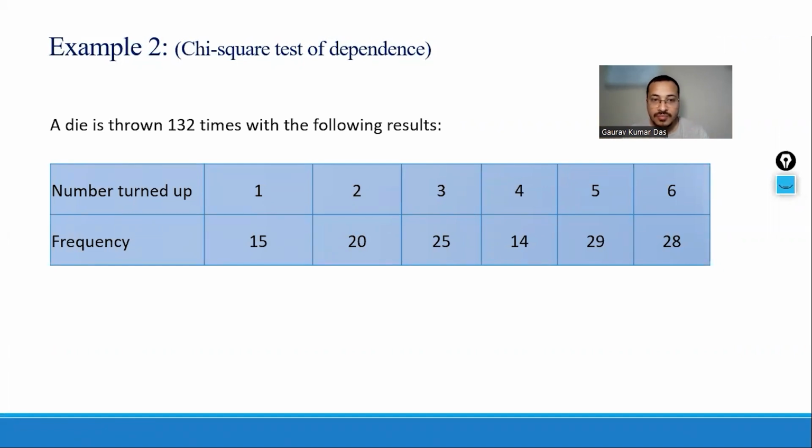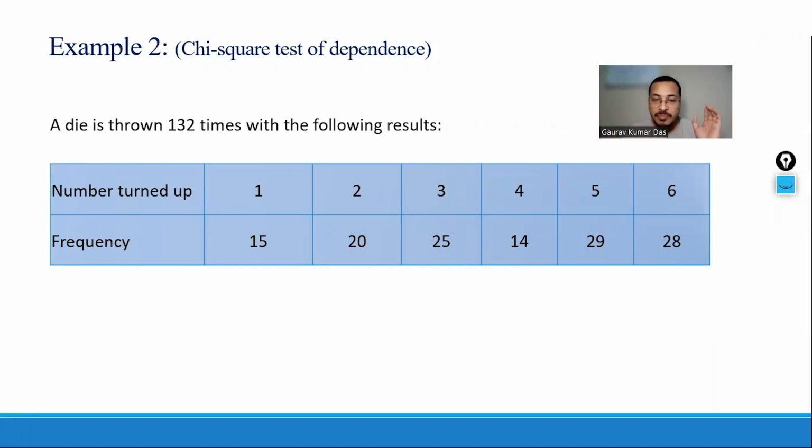The possible outcomes are 1, 2, 3, 4, 5, 6, out of which 1 came up 15 times, 2 came up 20 times, 3 came up 25 times, 4 came up 14 times, 5 came up 29 times, and 6 came up 28 times. So these are my observed frequencies, guys.